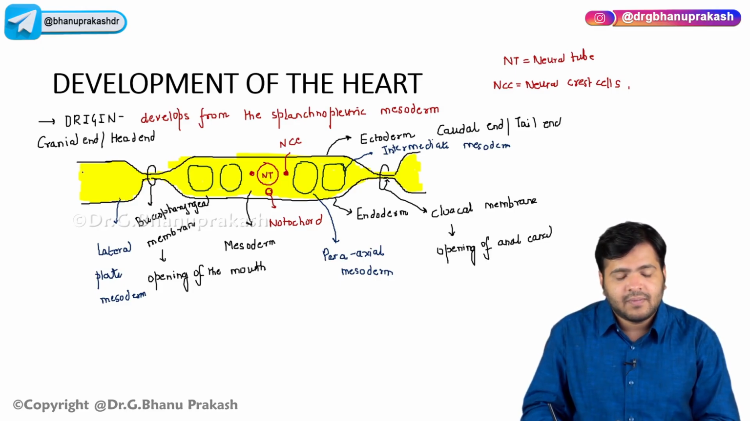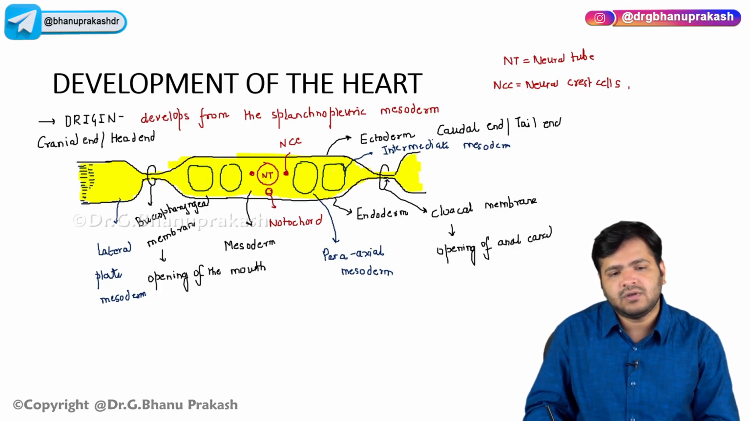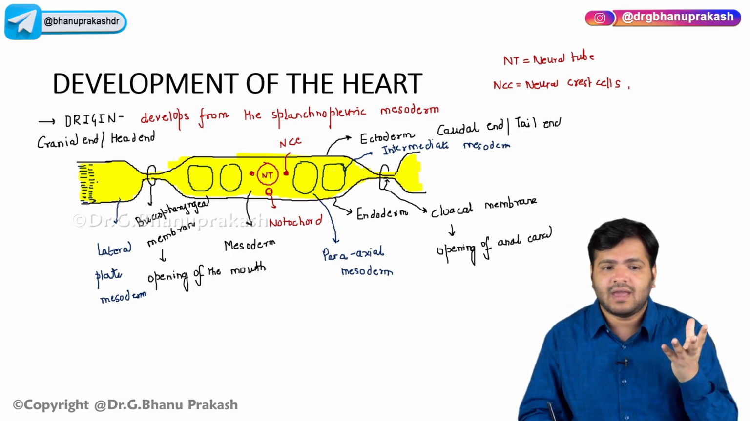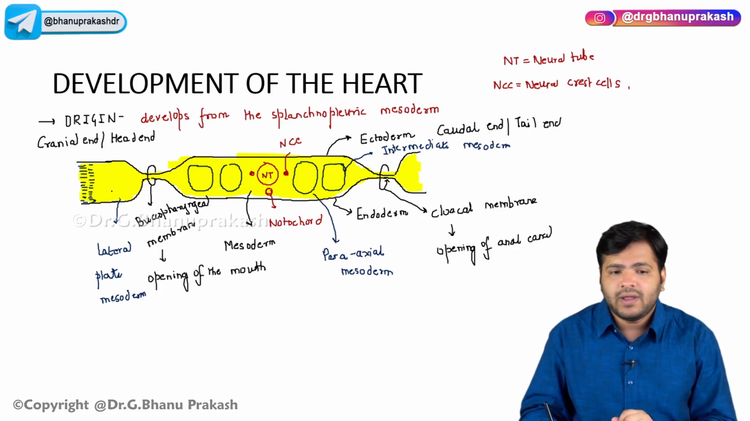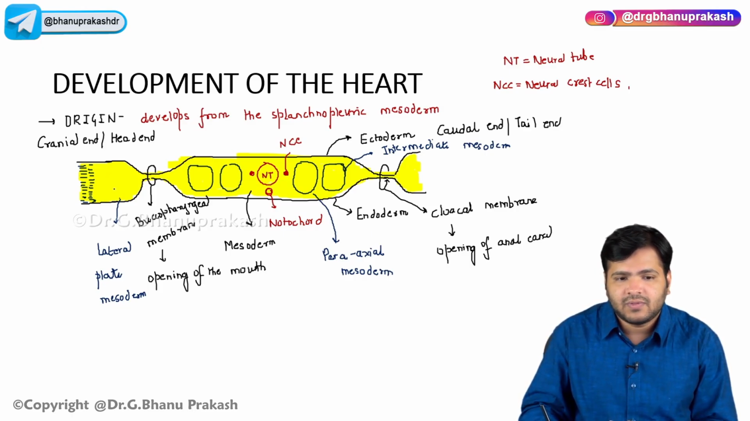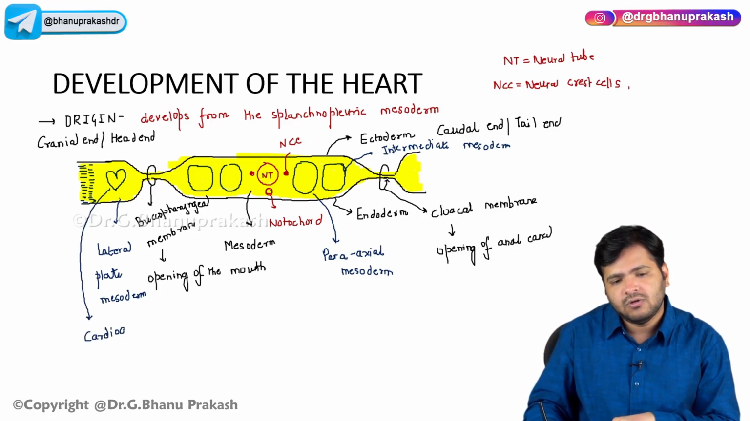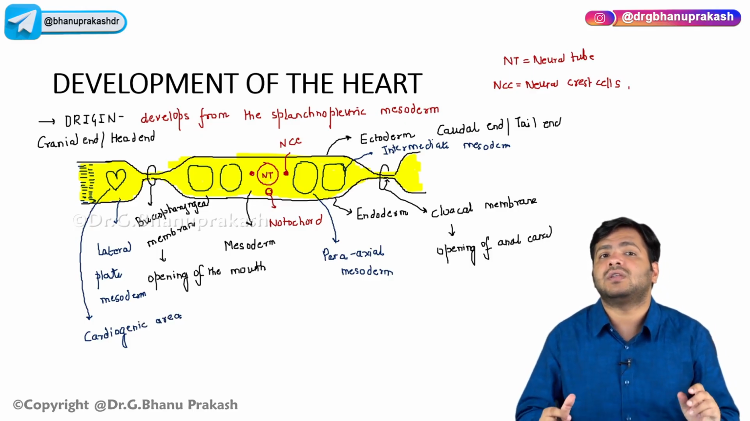Now, in the lateral plate mesoderm, some area of this mesoderm is not differentiated. Say I am dividing this into two areas over here. One area will give rise to the heart, and specifically we call this developing part the cardiogenic area, where the future heart will develop.